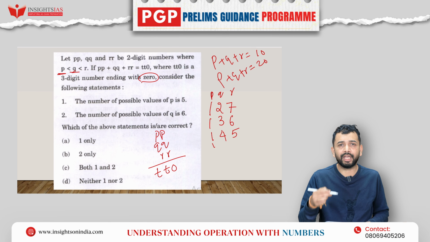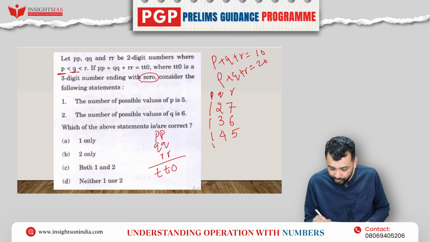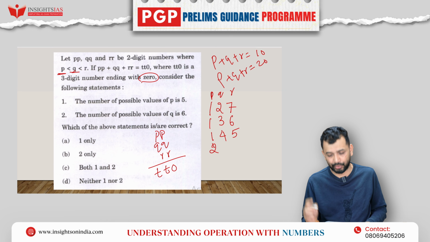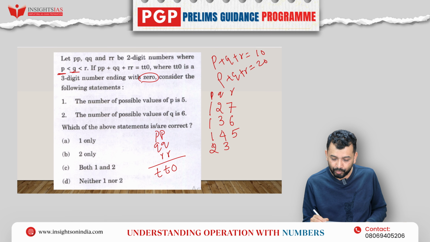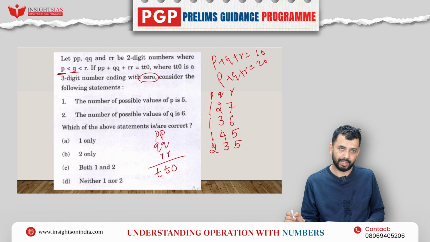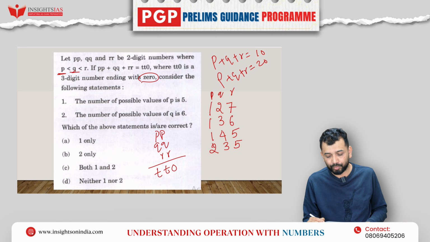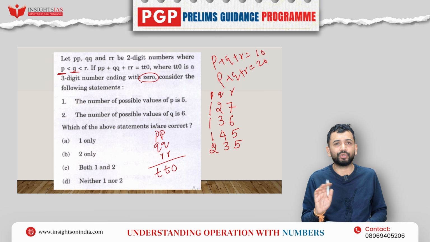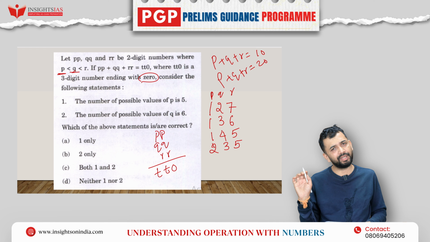Now what can I do? I can start with P itself as 2. If P is 2, what is the minimum number I can put for Q? Always go in order. You can put 3. If this is 3, then 2 plus 3 is 5. To make it 10, I can make R 5. Can I make it 20? 2 plus 3 is 5, 5 plus 15 will be 20, but R is a single digit, so you cannot have it. So you can only make it 10.